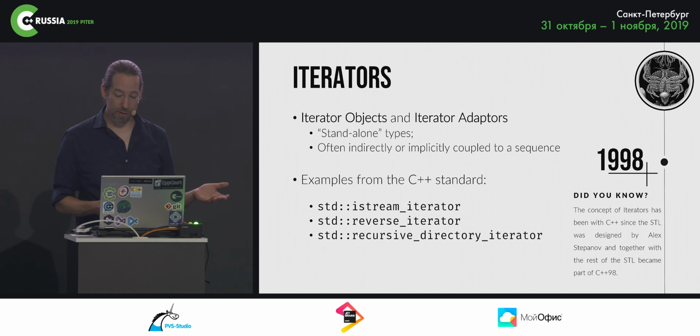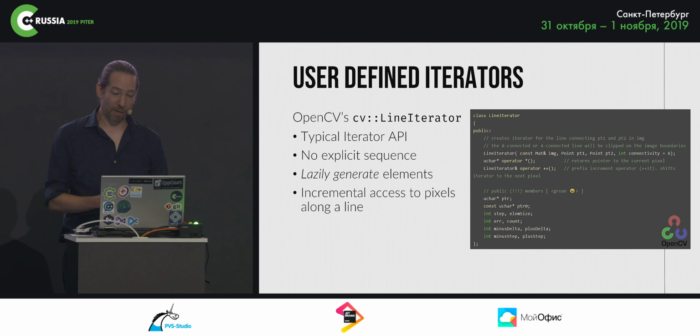Now, of course, we can also write our own iterator classes, and let's pick on OpenCV. OpenCV is the open source computer vision library. I've been using it for many years, and there is an interesting example there. It's a class called cv::LineIterator. This is used to iterate over all the pixels of a rasterized line connecting 2 points. This is a quote from the documentation, and it has a very typical iterator API.